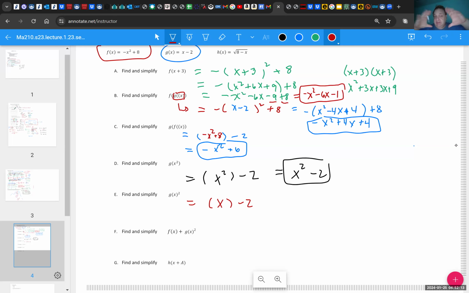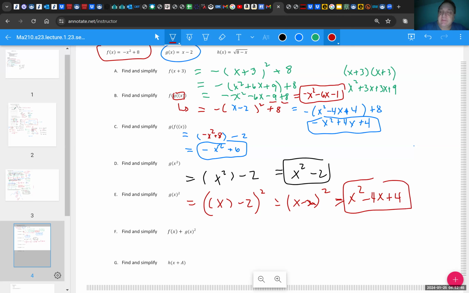That didn't change because inside the parentheses, I'm substituting x for the input, which is still x. But I am now squaring. Make sure you use parentheses so that you know the entire g of x is being squared. And then I would have to write this out and go ahead and square it. I'm not showing my steps on squaring this, but you can write out the x minus 2, and FOIL it to check that you do get x squared minus 4x plus 4.